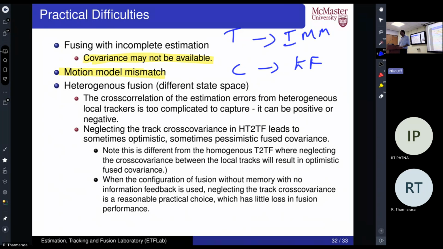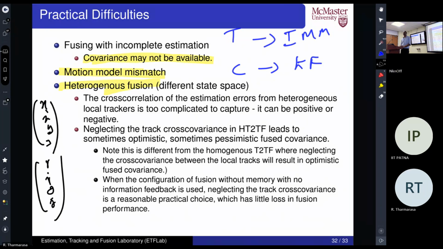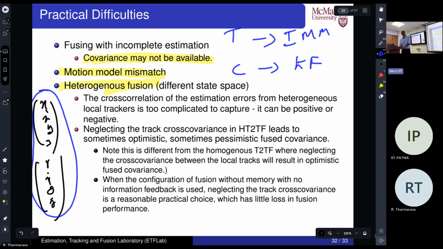Okay, the last one is heterogeneous fusion. I'm not going to talk about that. Heterogeneous fusion is where you want to fuse x dot y dot versus r dot theta dot. This is a harder problem and the cross correlation could be negative or positive. In that case, ignoring the cross correlation might be a better option. But usually I don't do this kind of fusion. If you want to do that, you want to read more because I didn't teach anything on that. Okay, that's all for today.